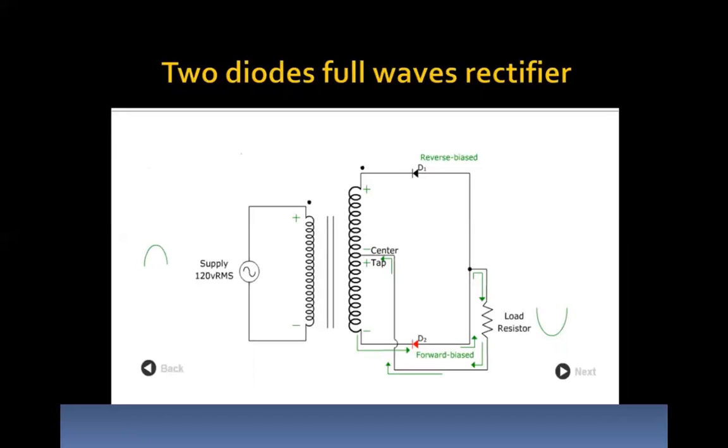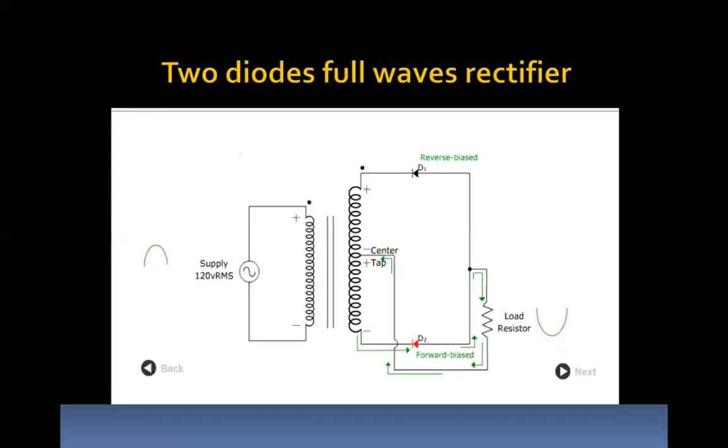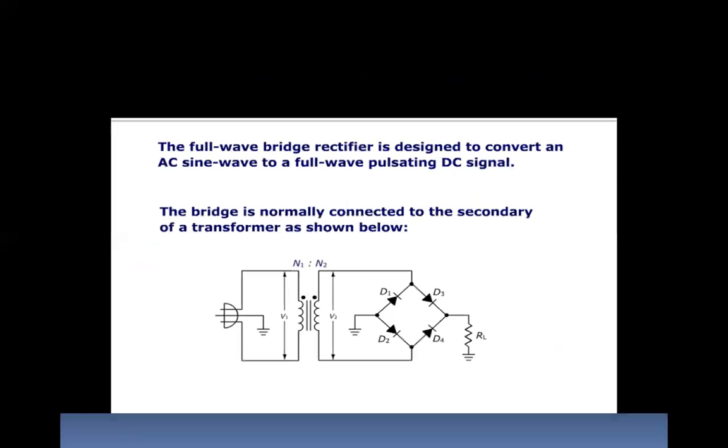Forward bias and reverse bias: same thing. This is reverse bias, and this is forward bias. Okay. Now we will see the full wave bridge rectifier. Bridge means we will be using four diodes here instead of two. This is an example of a bridge rectifier.